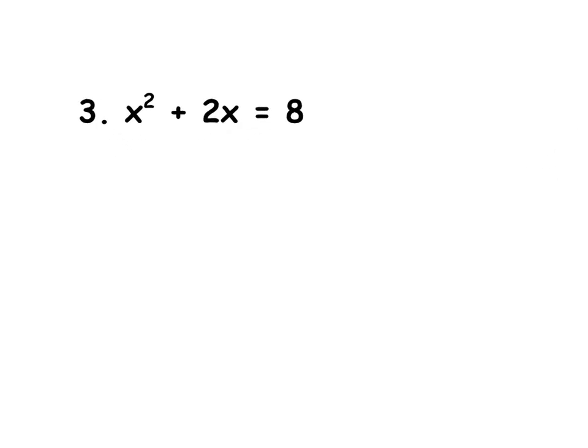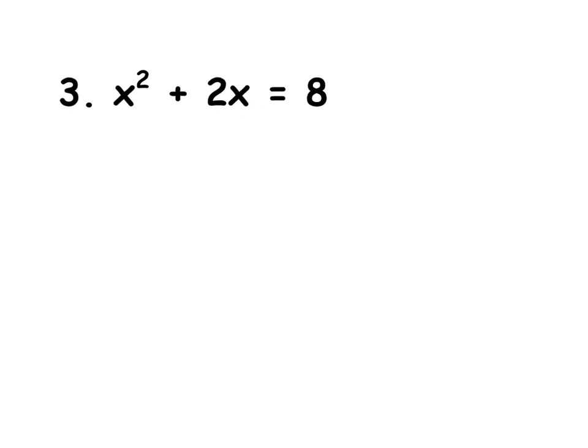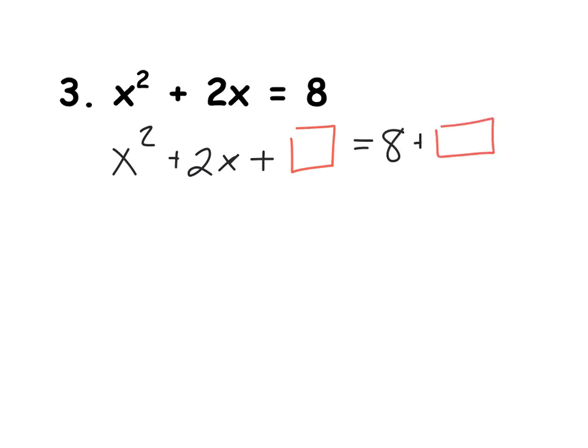I have x squared plus 2x equals 8. Step 1, I draw my squares. So I have x squared plus 2x plus a square equals 8 plus a square. This is your first step always whenever your number is already on the right-hand side.